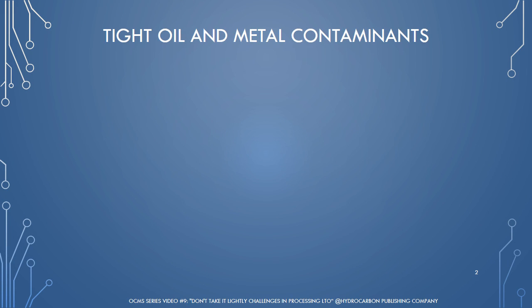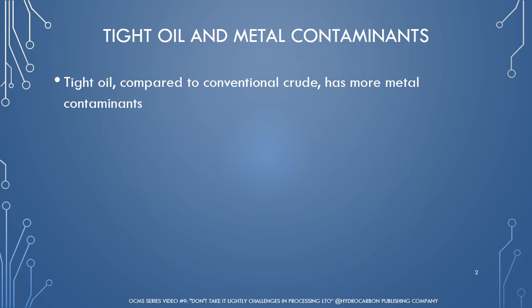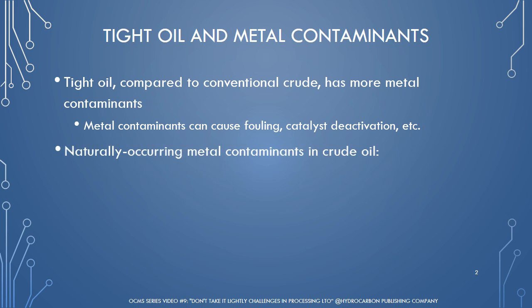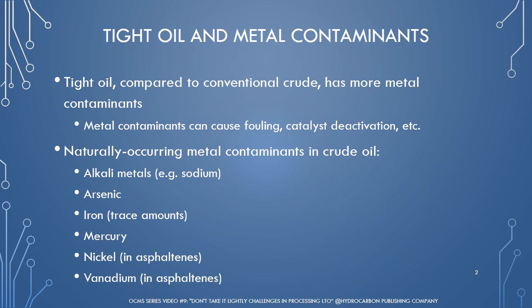Tight oil, compared to conventional crude, has been shown to contain more metal contaminants, which have been shown to cause many issues, such as fouling and catalyst deactivation. Metal contaminants that are commonly found in tight oil include alkali metals, such as sodium, which happens to be the most prevalent metal contaminant in Bakken and Eagle Ford, arsenic, iron in trace amounts, mercury, nickel, and vanadium. Both nickel and vanadium are found in asphaltenes.